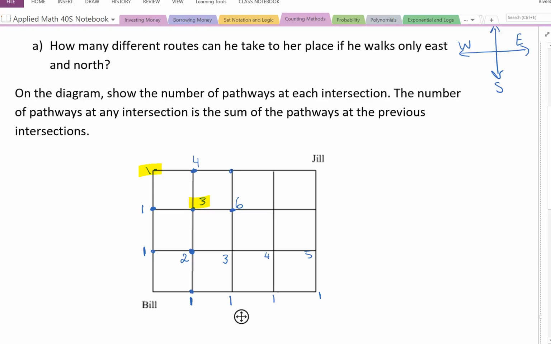So keep going with that. 4 plus 6 would give me 10, right? This 6 and this 4 would give me a 10 here. This 10 and this 10 would give me a 20 here. And you keep going with that all the way along. Just deleting this to eliminate some of the confusion.